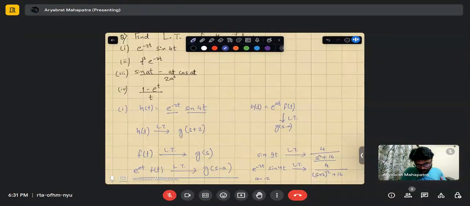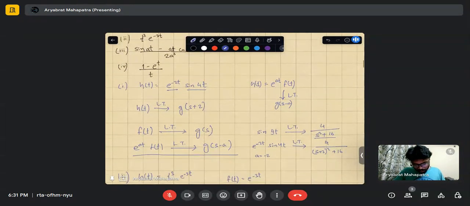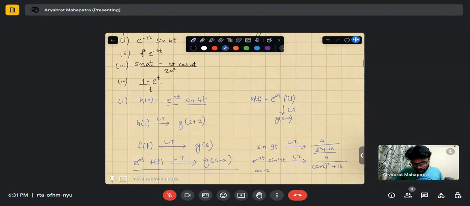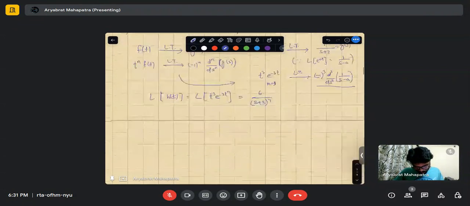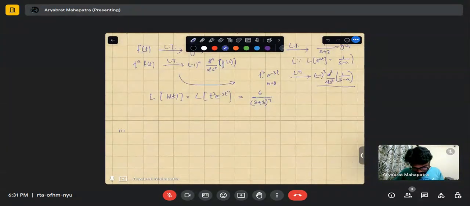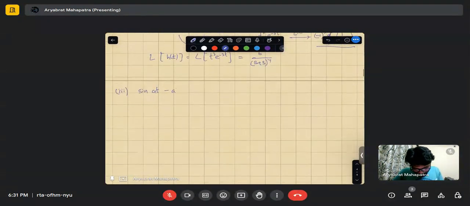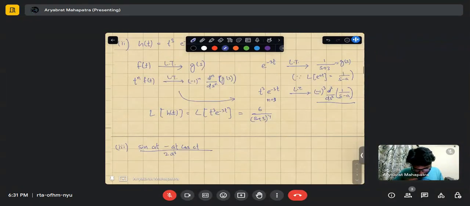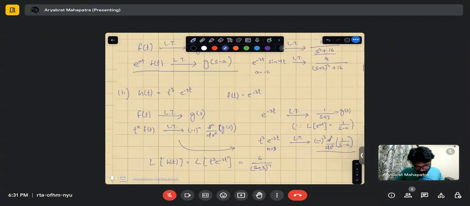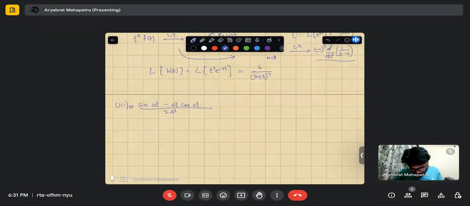So, fine. The next one is some trigonometric function right over here. We'll see how you can get the Laplace transform for this kind of function, sine of t. So let me call this h of t.